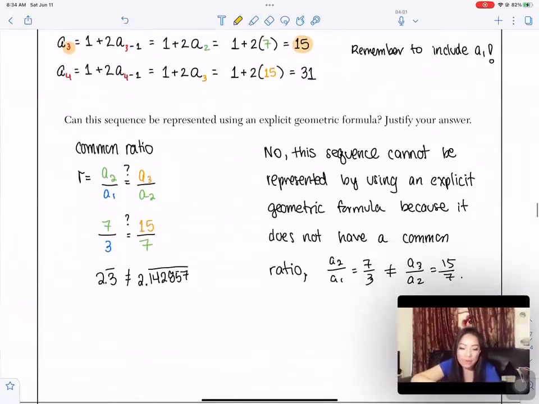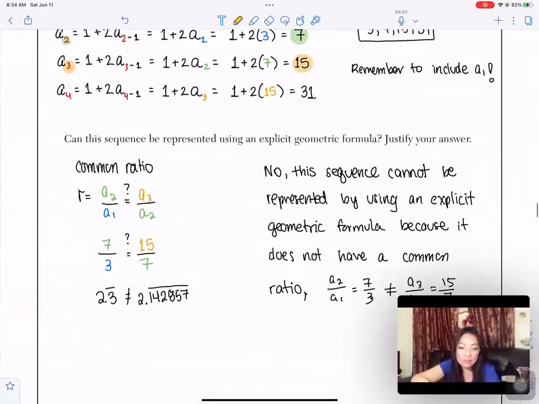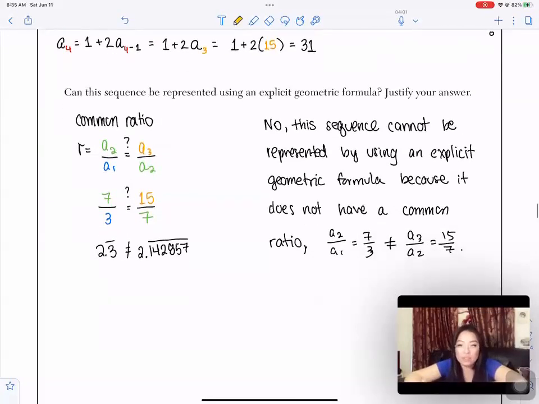Okay. And then of course, can this sequence be an explicit geometric formula? So the key word that we're looking for in your work here is common ratio. Did you understand that a common ratio is when A2 divided by A1 is equal to A3 divided by A2 is equal to A4 divided by A3? But you only have to show 2 cases, and if they don't equal, then it's not a geometric sequence. So then you write: No, this sequence cannot be represented by using an explicit geometric formula because it does not have a common ratio. And then just state the facts.